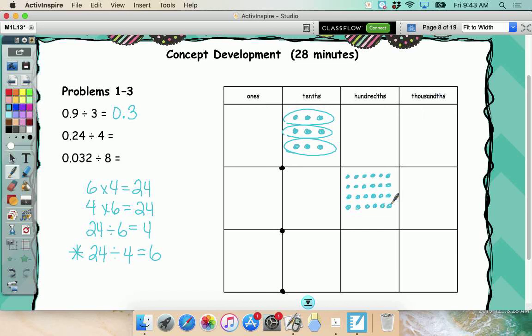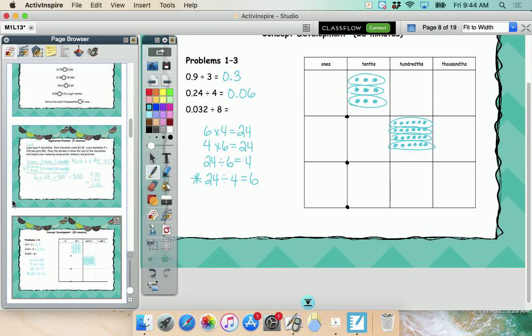It's with her class. Okay, so now how do I show I'm dividing into 4 groups? Draw the 4 circles or make the 4 groups. Okay. And how many are in each group? 6. 6 what? Hundredths. So 6/100ths is my answer. Following me? Yeah. Okay.